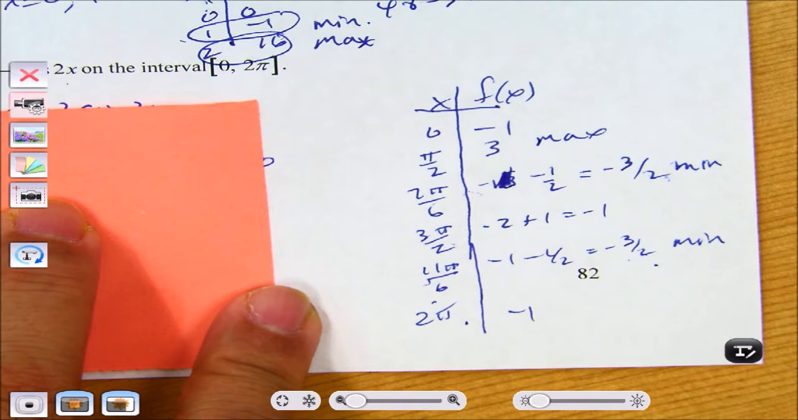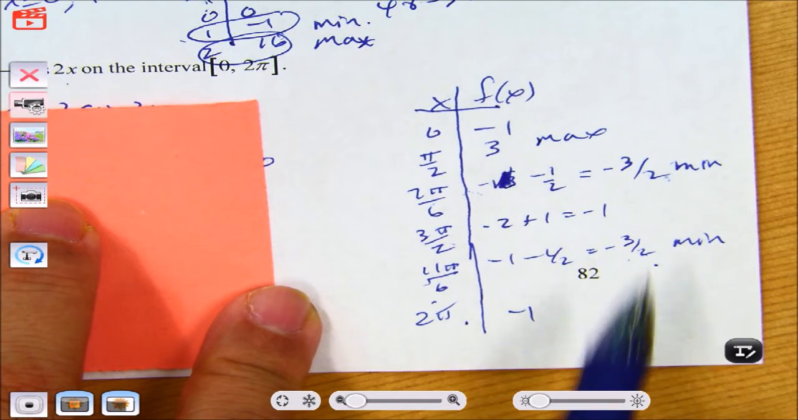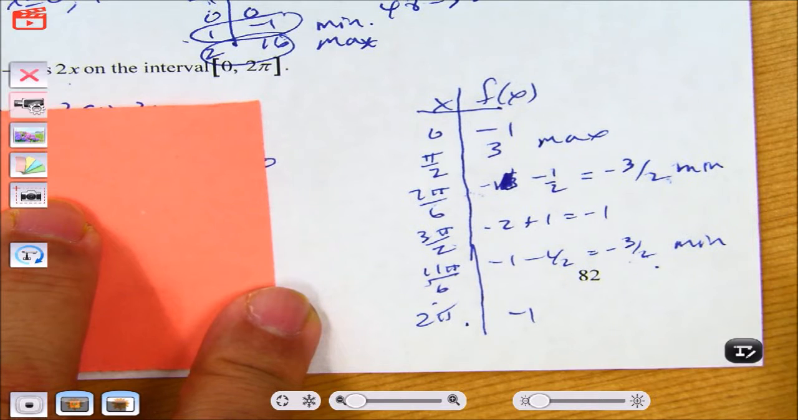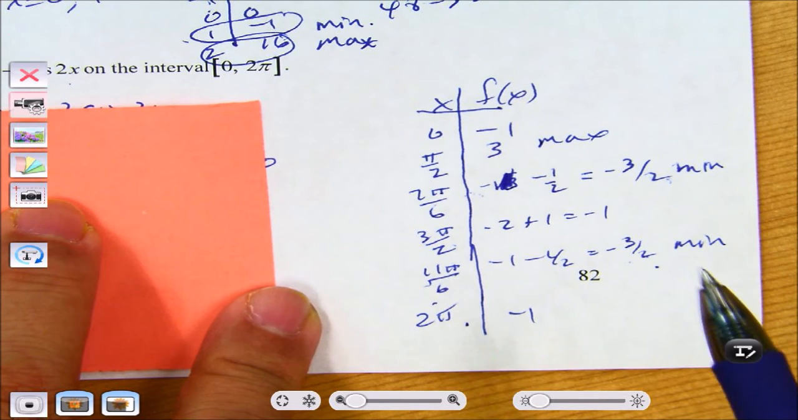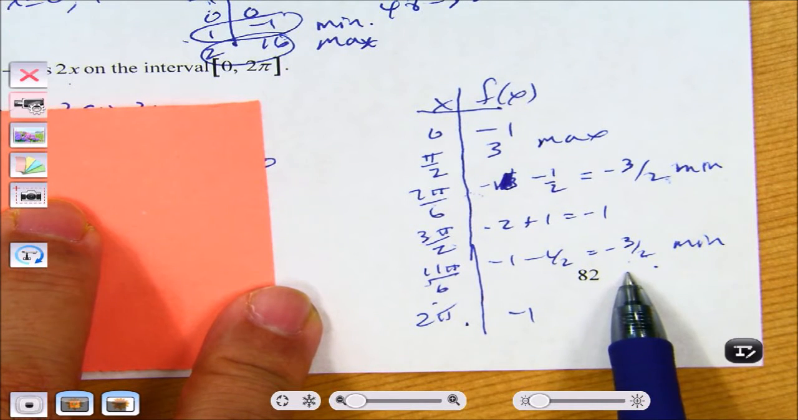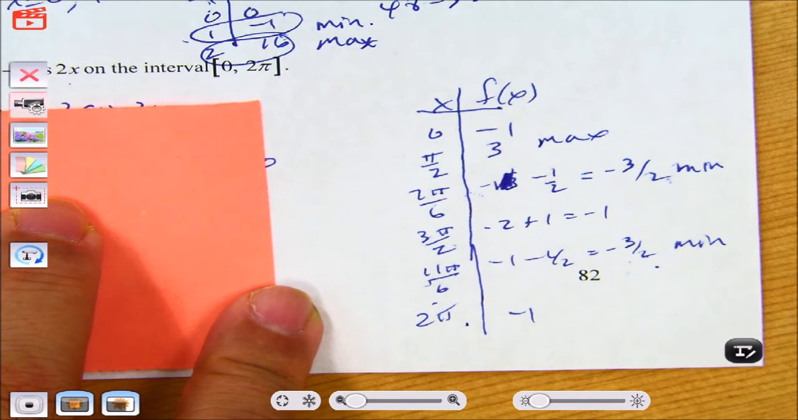Here's the good news. Some of you might get confused. Well, there's two mins. Do I say there's two mins? Usually they just want what the y value is. So there's a minimum y value of negative 3 halves. There's a maximum y value of 3.